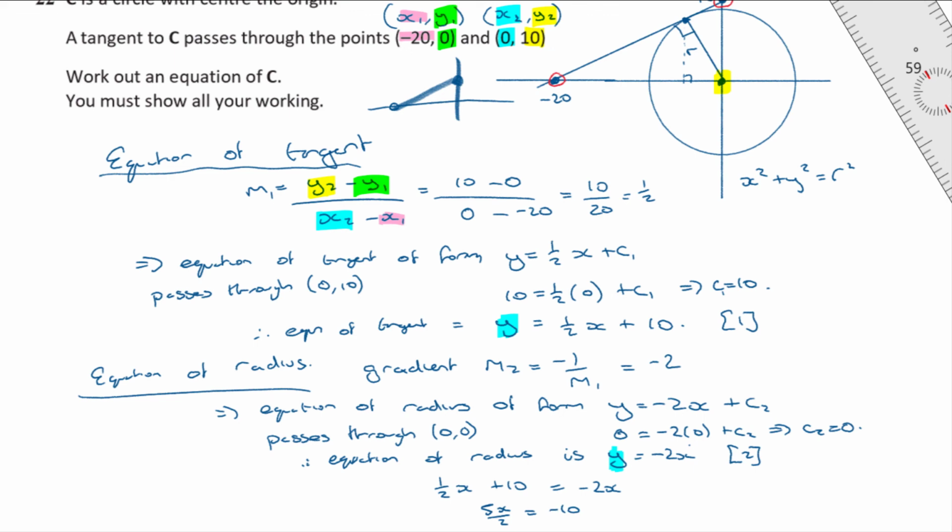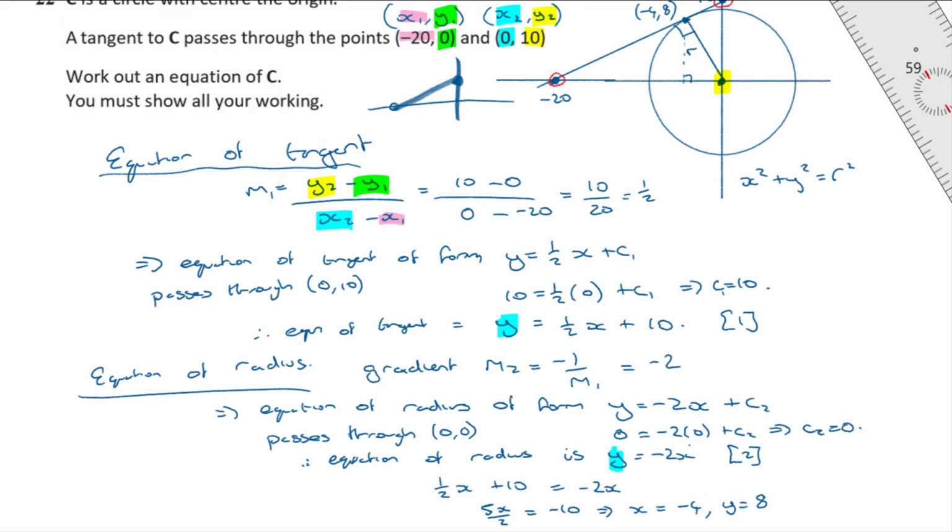So then multiplying by 2 and dividing by 5, I'm going to get x is equal to, what's that? Minus 20 divided by 5, negative 4. And if x is negative 4, then y is going to be, substituting back into equation 2, y is negative 2 lots of negative 4, that's positive 8. So then that point there is at negative 4, 8, isn't it? That's negative 4, 8.